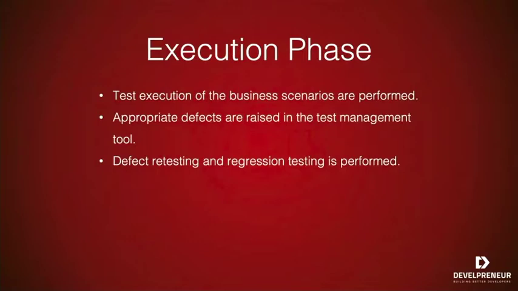In the execution phase, the test execution of the business scenarios is performed. The appropriate defects are raised in the test management tools, and the defect retesting and regression testing is performed. If no defects are found, then the last step is skipped. The software essentially is signed off on, and then the application goes out the door. But until that happens, any defects that do get determined are raised, and then it gets pushed back to development to be fixed.